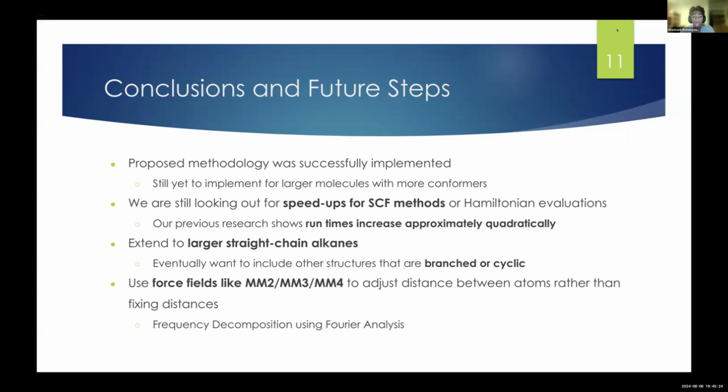In the future, we aim to include other types of structures, such as branched or cyclic molecules, to broaden the scope of our study. Also, instead of fixing atom distances, we intend to use force fields like MM2, MM3, or MM4 to adjust distances dynamically. This would allow for more flexible and realistic molecular modeling. We also plan to explore frequency decomposition using Fourier analysis, which could provide additional insights into the vibrational properties of the molecules.